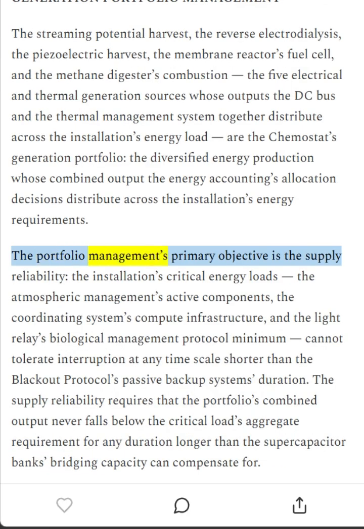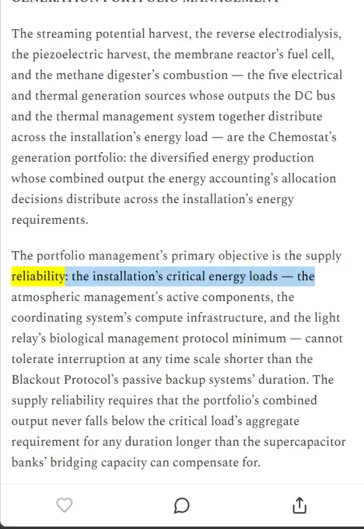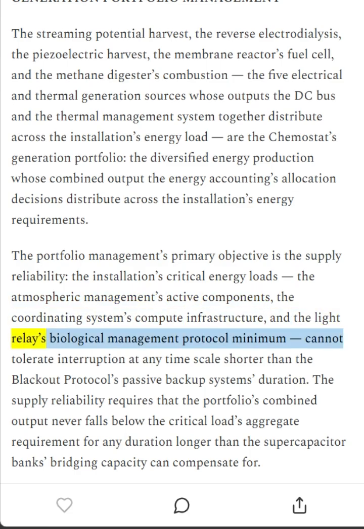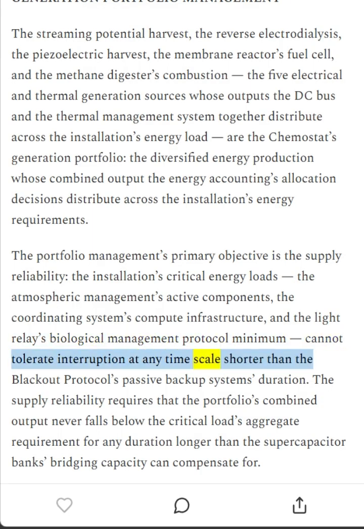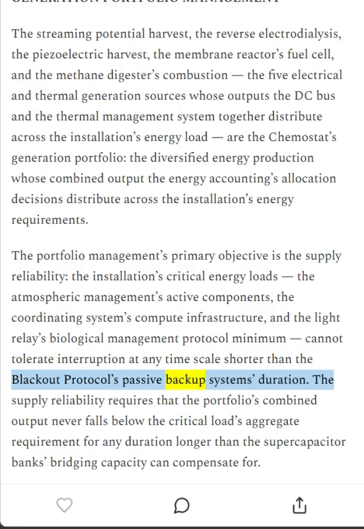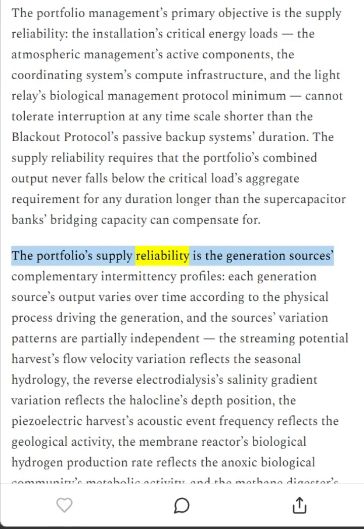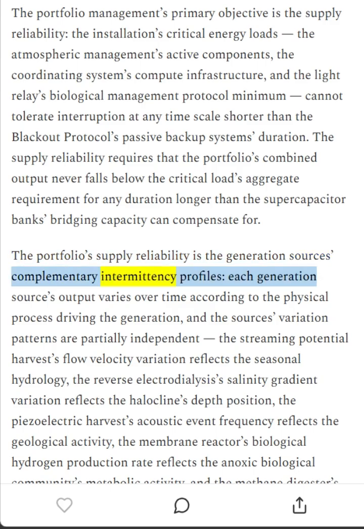The portfolio management's primary objective is the supply reliability: the installation's critical energy loads, the atmospheric management's active components, the coordinating system's compute infrastructure, and the light relay's biological management protocol minimum cannot tolerate interruption at any time scale shorter than the blackout protocol's passive backup system's duration. The supply reliability requires that the portfolio's combined output never falls below the critical load's aggregate requirement for any duration longer than the supercapacitor bank's bridging capacity can compensate for. The portfolio's supply reliability comes from the generation sources' complementary intermittency profiles.